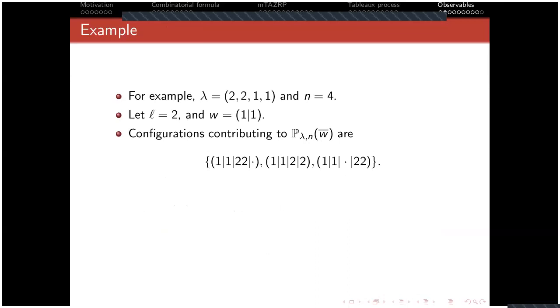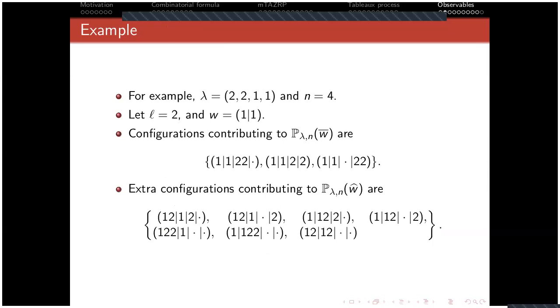So for example, if I take lambda to be 2, 2, 1, 1 and I look at the first two sites and I demand that the first W is 1 and 1. Then in the first case, I only want a 1 and a 1 in the first two sites respectively. So the 2's have to go in the last two sites and they can go in these ways. And these also contribute to the other case, but in the other case, you can also have 2's sitting in the first site. So you allow everything.